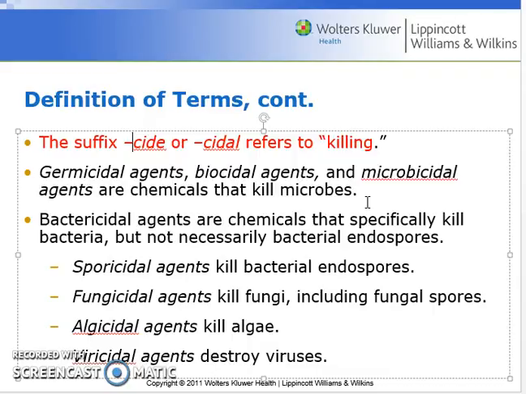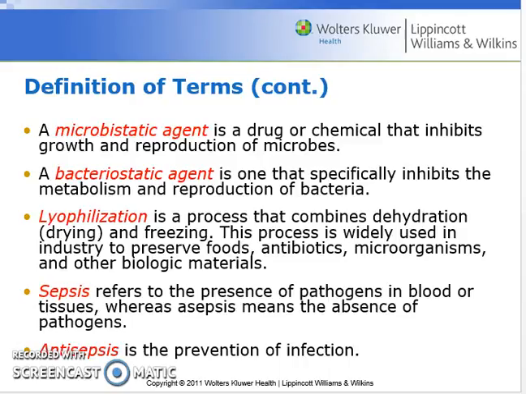Fungi also produce spores, and so they require a different type of agent used to minimize the production of spores, so we call these fungicidal agents. There's also agents out there to kill algae as well as viruses, and those are referred to as algaecidal and virucidal agents.